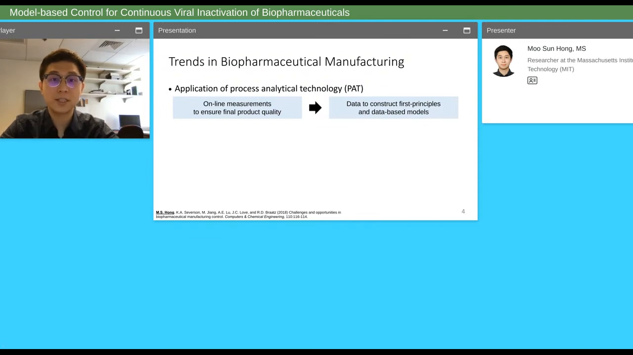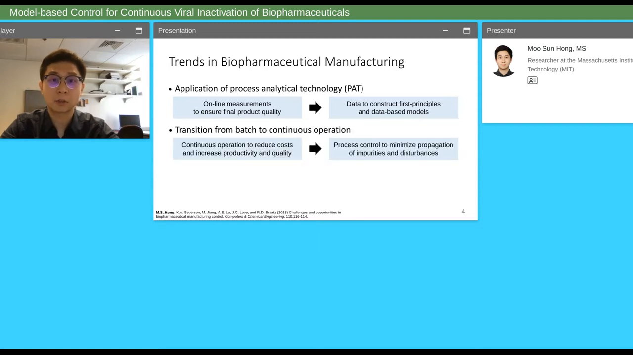There are several trends in biopharmaceutical manufacturing providing important roles for process systems engineering. First, the growth of biologics increased interest in applying process analytical technology, PAT. PAT is a system of analyzing manufacturing through online measurements of critical quality attributes to ensure the final product quality. Online measurements provide much more data on the multivariable interactions and dynamics. Depending on the process understanding, these data have been used to construct first principles and data-based models for each of the unit operations.